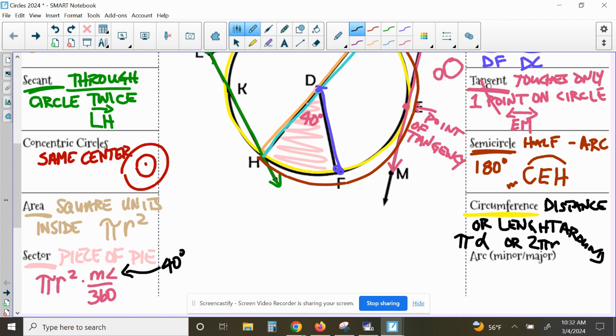There's no powers though. Remember when we did area? It's square units, so we squared that number, right? We squared the r. For circumference, there are no second powers. No powers.